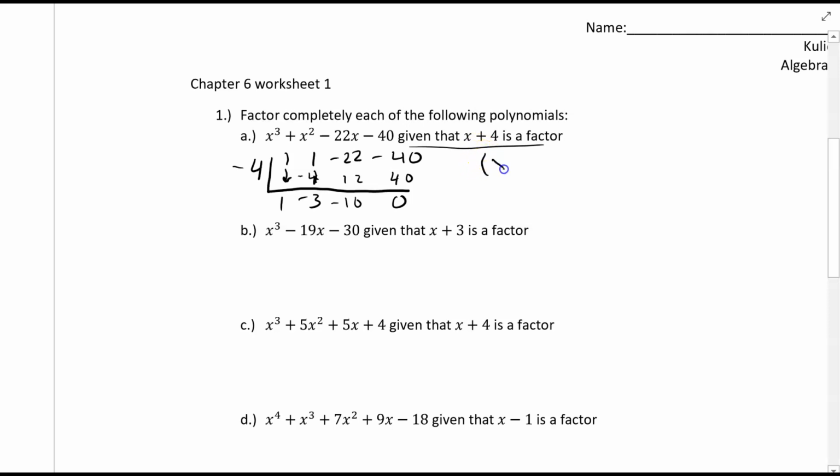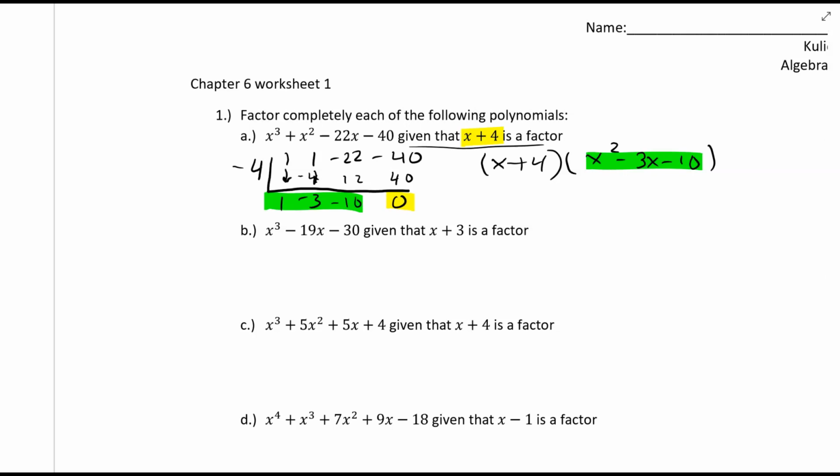So my factored form is x plus 4, I know that because I got a remainder of 0, times x squared minus 3x minus 10. I know that part because that's the quotient of the division.